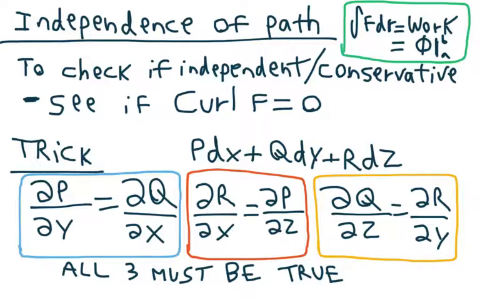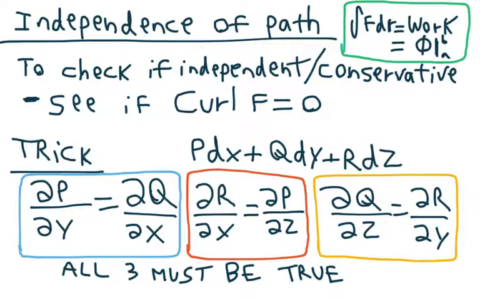We've seen in the previous videos that in order to know that, you want to do the curl of f and see if it's equal to 0. Now, a good trick to use whenever you have x, y, and z is ∂P/∂y, if it's equal to ∂Q/∂x. And if ∂R/∂x is equal to ∂P/∂z, and if ∂Q/∂z is equal to ∂R/∂y, if all three of those are true, well then it is independent and it is conservative. And then you can move on to your next step of independence of path.